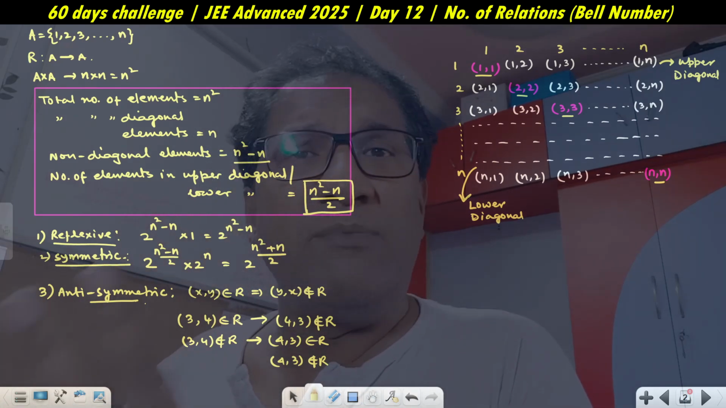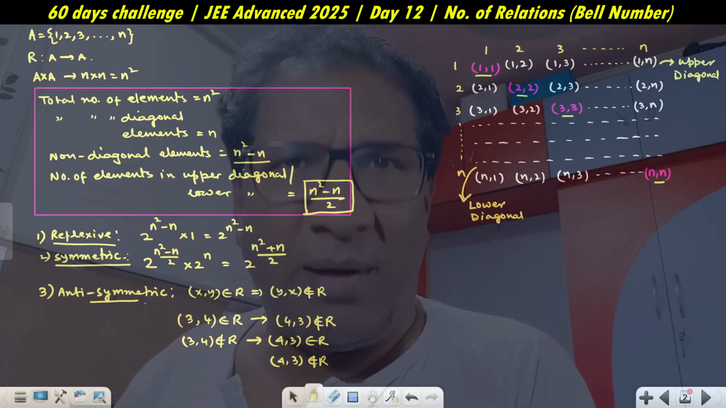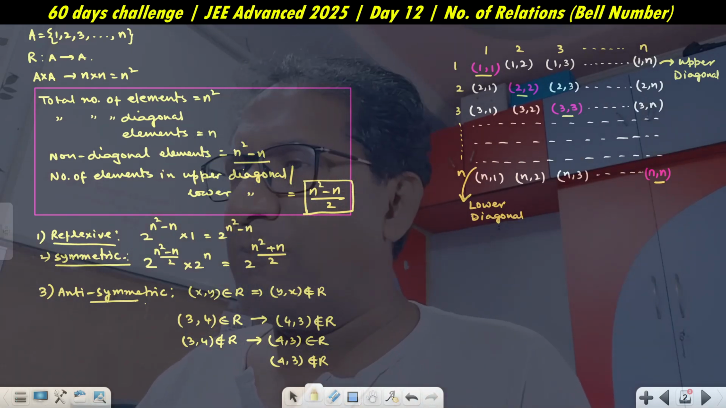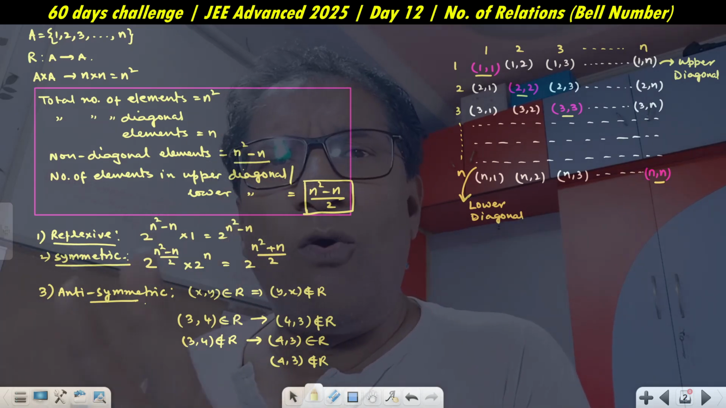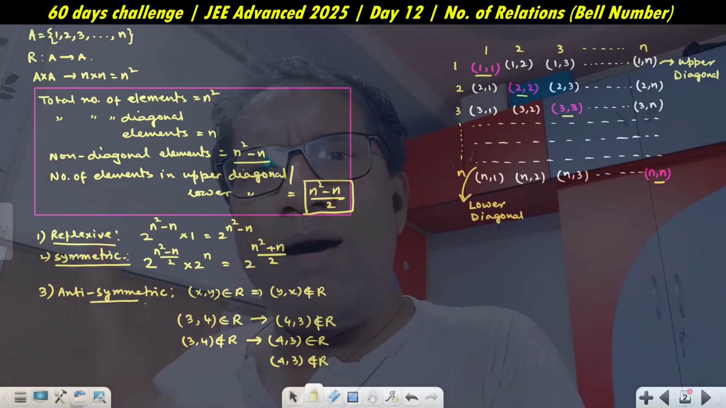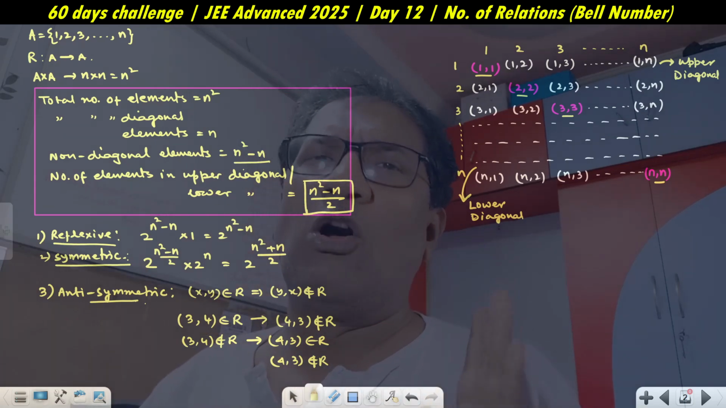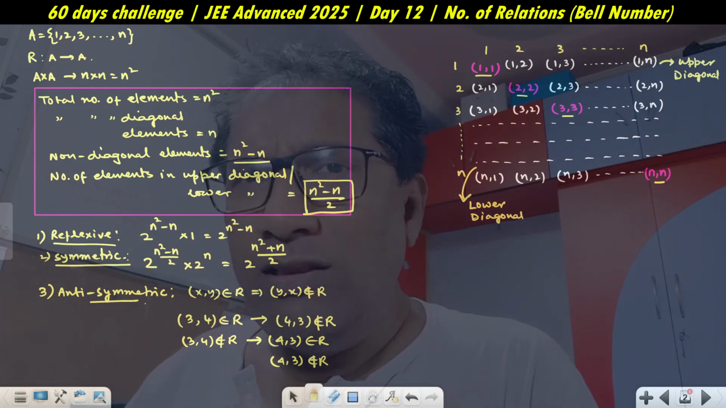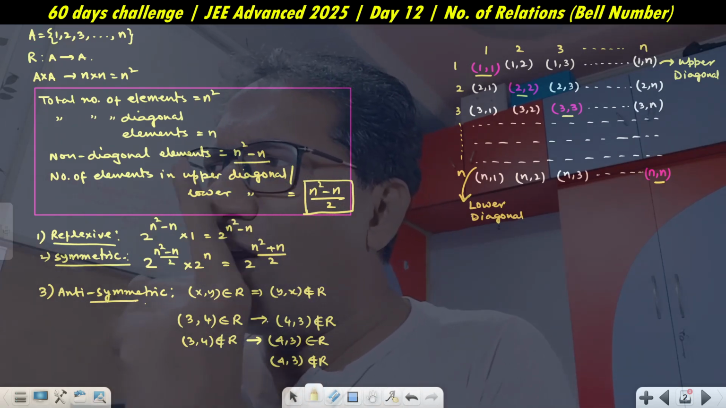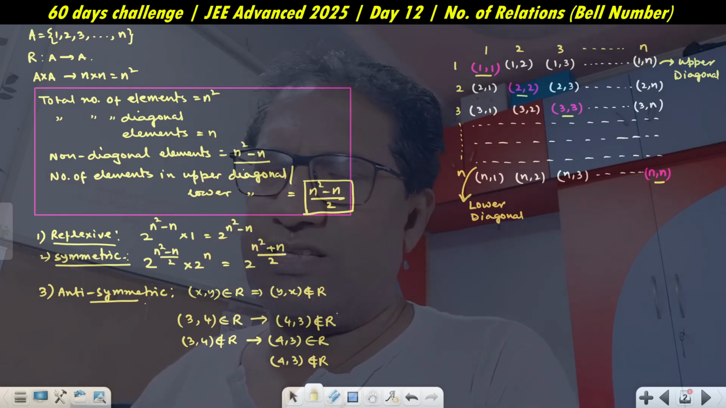Corresponding element means, if (3, 4) is there, I'm talking about the corresponding element as (4, 3). Treat it that way, don't take it in some other meaning. So (3, 4) does not belong to R, and that ensures 2 things: (4, 3) may belong to R or it may not belong to R. Right? In all these 3 cases, the relation will be anti-symmetric. So for every element in the upper diagonal, we have 3 choices.